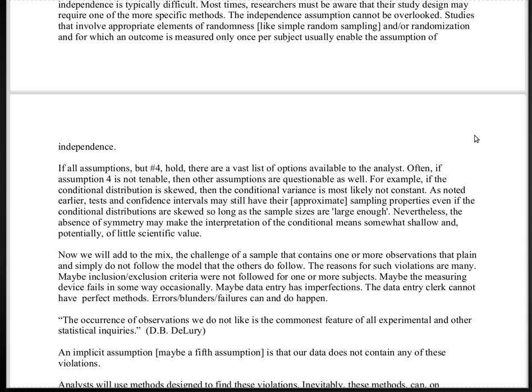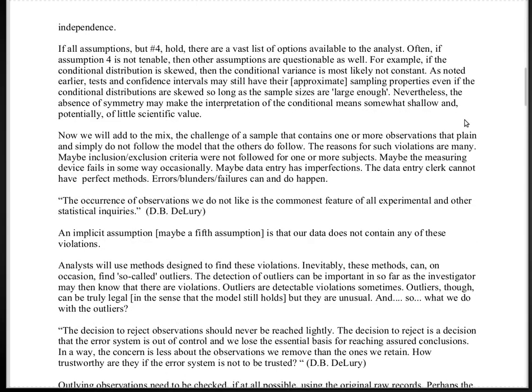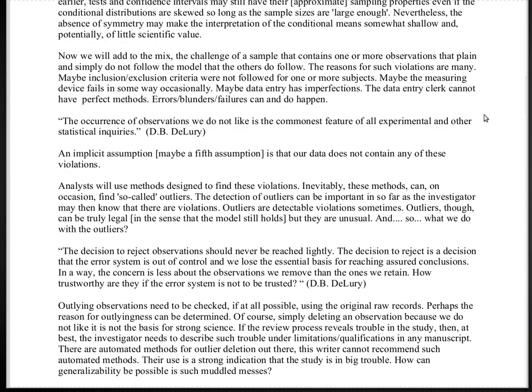My mentor, one of my mentors, Professor Daniel Delury, one of his best quotations is, "The occurrence of observations we do not like is the commonest feature of all experimental and other statistical inquiries." Yeah. And then we need to be clear here. We can't remove observations just because we don't like them. Okay. Professor Delury. So you may well use an outlier methodology for detecting observations that don't seem to fit properly. And then you may be faced with the dilemma: do I remove them from my analysis?